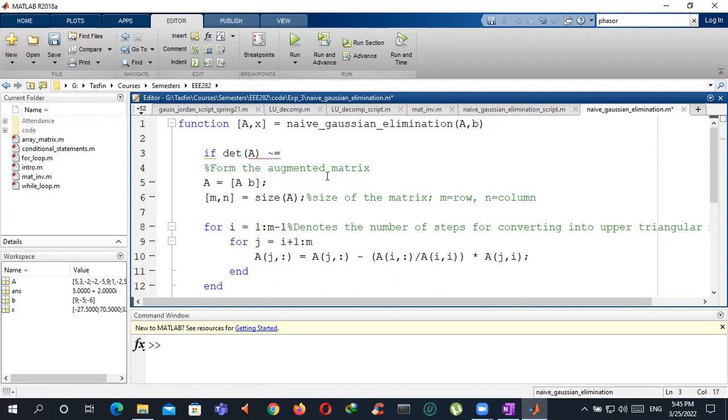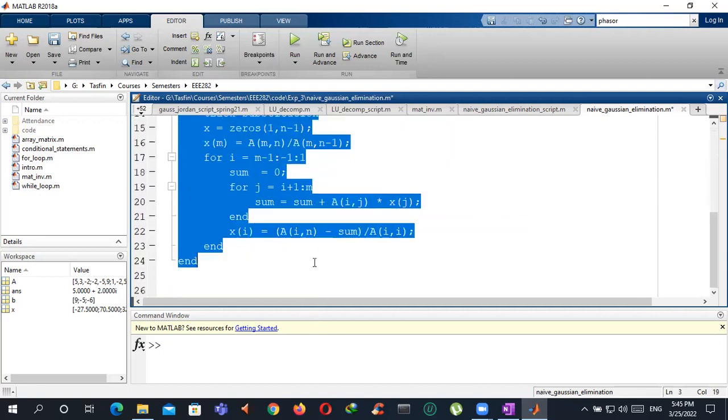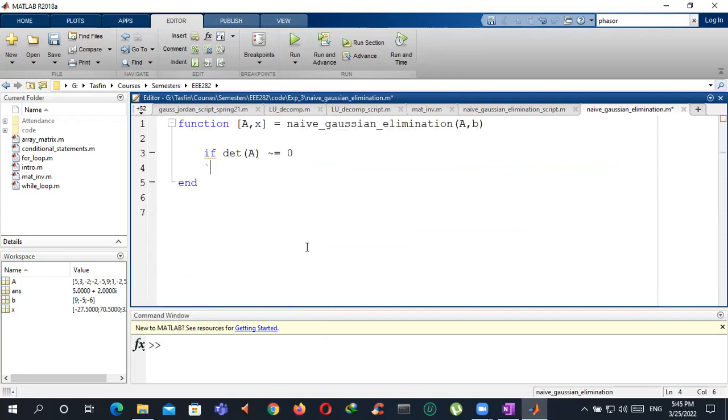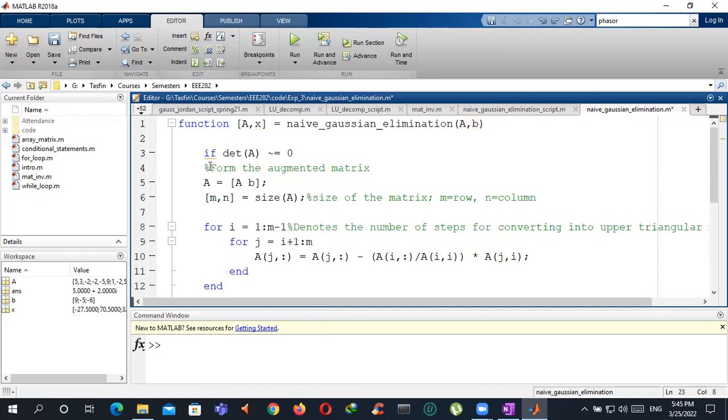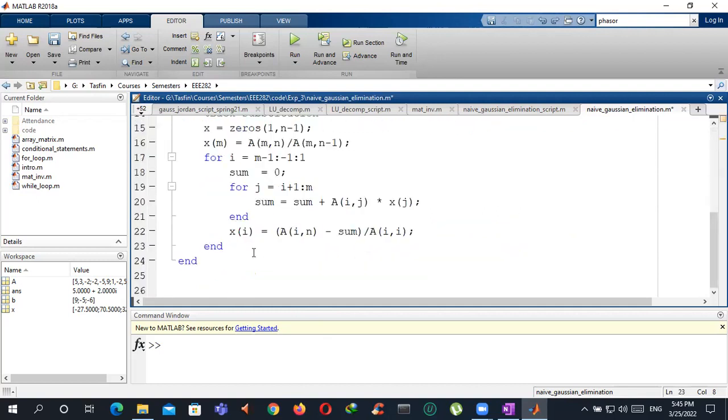Yes, sir. I was going to say whether this was possible or not. Exactly. So if the determinant is not equal to 0, then just make the code give an if, and after putting this if, you can give an end. Then inside this if block, this code would run.